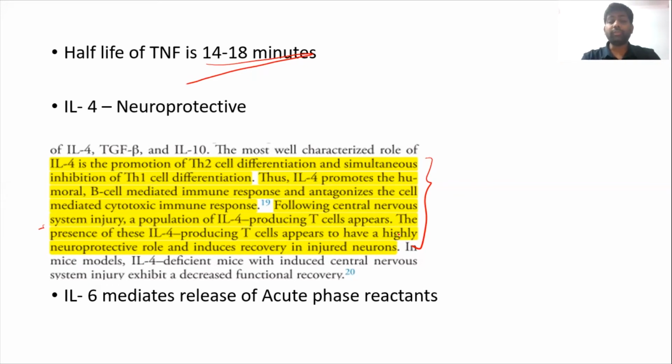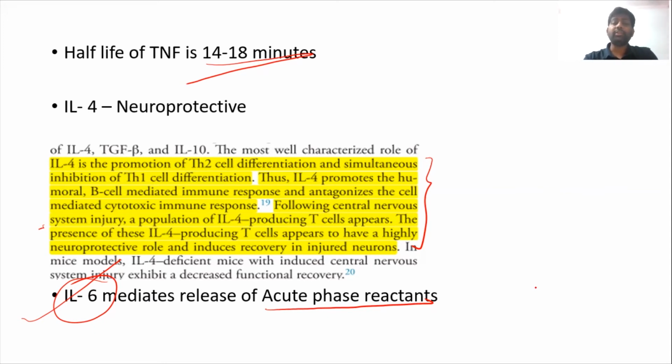Which of the following will mediate the release of acute phase reactants? Acute phase reactants will be mediated by interleukin 6. Interleukin 6 will mediate the release of acute phase reactants. So this is a very important high yielding question. I believe all the 4 points are an MCQ on themselves. Now, once we have understood these mediators of inflammation and the inflammatory response we get, that is SIRS and CARS, let us move ahead and try to understand what happens to the body during metabolism.